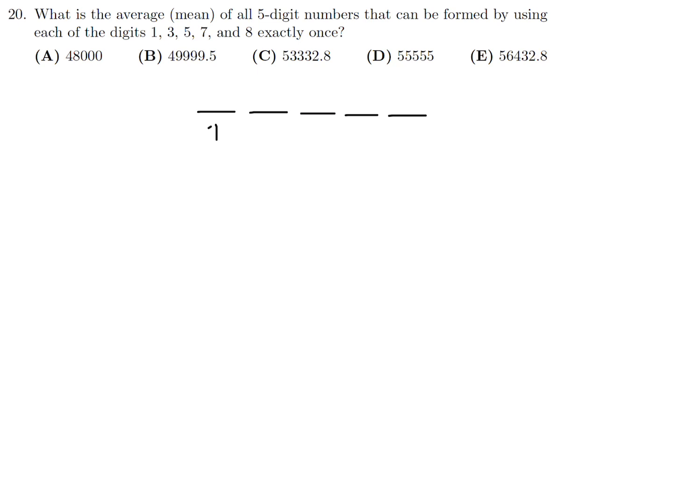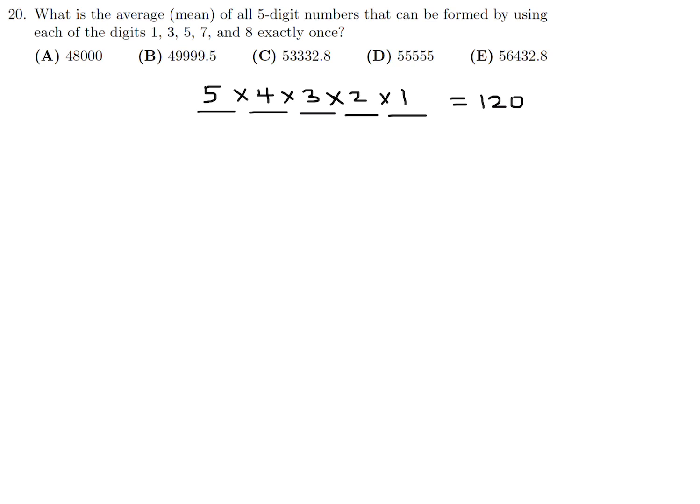So for the first digit of that 5-digit number, it could be any one of 5 choices. And then 4 choices, then 3 choices, then 2, then 1. Then you multiply them all. And if you do, you get 120. So there's 120 numbers. Now I'm not going to list them all and then add them and then divide by 120 to get the average. So there's got to be some shortcut.